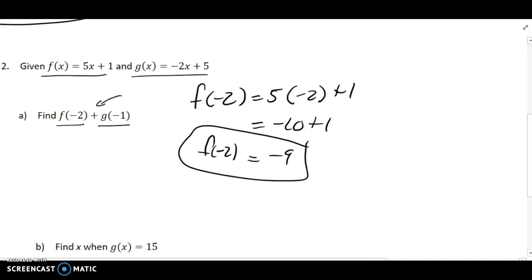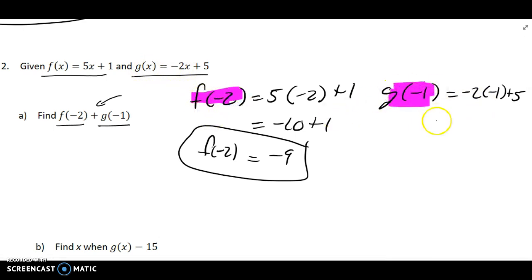Now g of -1 is what I'm going to do next, and that's going to be -2 times -1 plus 5. So g of -1 means that I'm going to find g and put -1 in for each x. Again, I'm going to highlight these. These don't change. They're just placeholders, and we're going to write them as part of the answer. So a negative times a negative is a positive. So we get 8, and then we write down that.